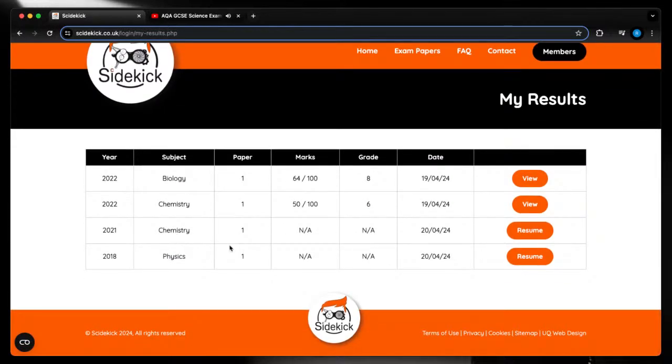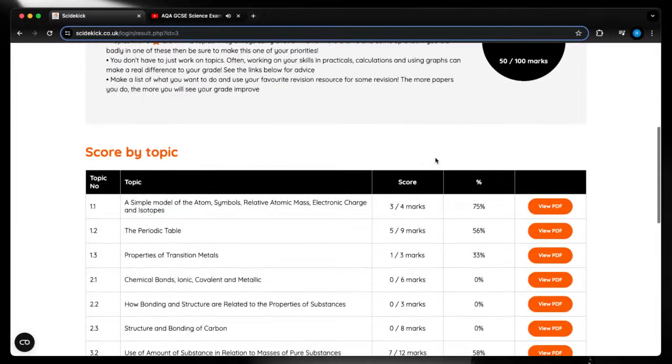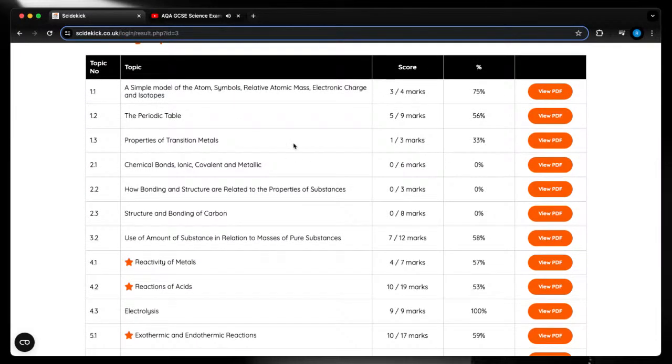These are ones that I've only part done. This is the one that I've just done now, actually. But here's a full one. This is one I've done for biology and chemistry. You can view your results. It'll give you a grade and give you some tips on what to do next. But look at this. It gives you a breakdown of every topic that was in that paper and how many marks you got on that topic. So you can see really clearly where your strengths and your weaknesses are.